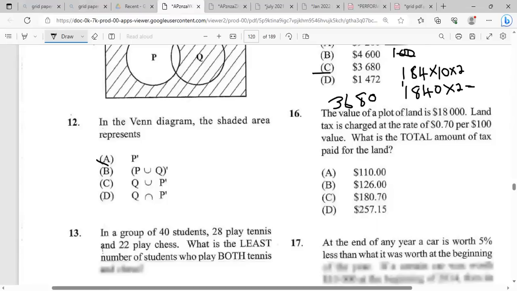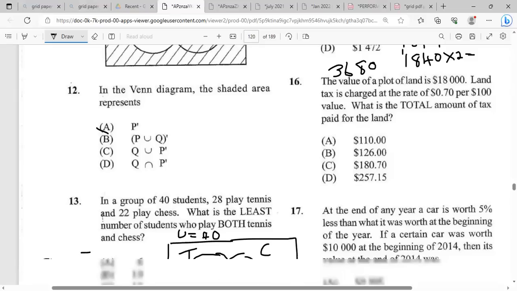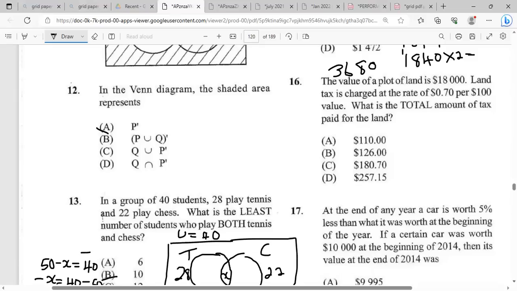The value of a plot of land is 18,000. Land tax is charged at a rate of 70 cents per $100. What is the total amount of tax paid for the land? I think this is a repeat one. So what we do is say how many hundreds are in the 18,000. So we divide by that, which gives us 180. And then we multiply the 180 by the 70 cents. Drop back the decimal point, so that's 126.